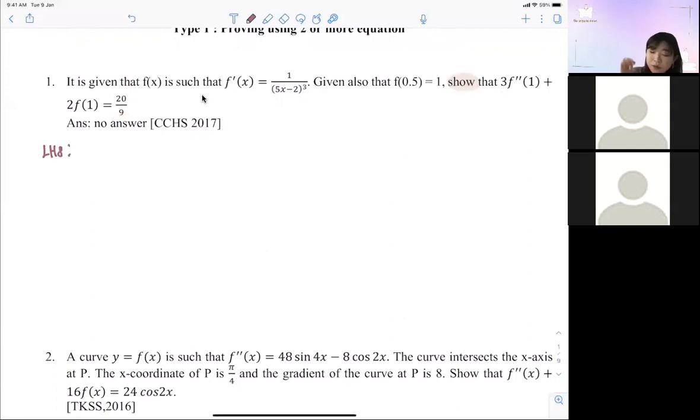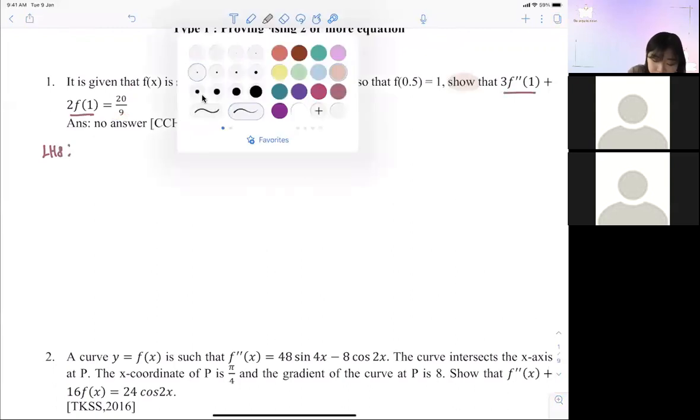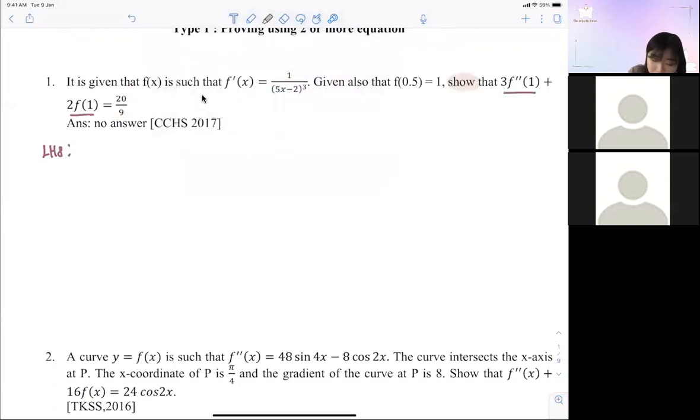Okay, so if I want to start from the left-hand side, I need to find out f double prime and f. The only thing given to me is f prime x here. So we have to use this one by one, find for this and this. So every time if you have to differentiate and integrate, you always choose differentiate first. Anyone knows why?